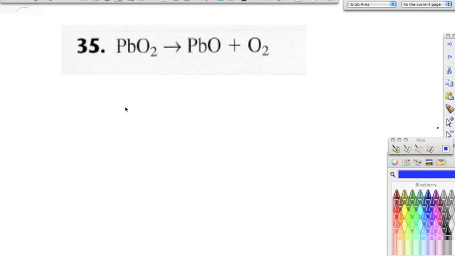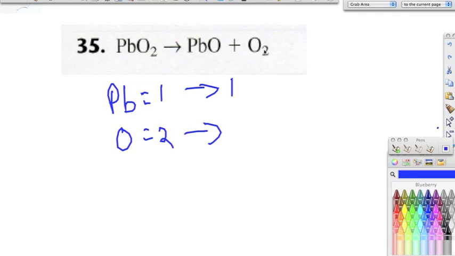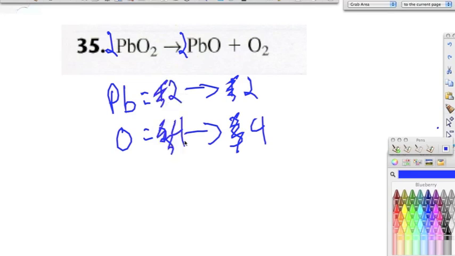So here what we're going to do is we have lead, which is Pb, and oxygen, which is O. On the reactant side, we have 1 lead, 2 oxygens. On the product side, we have 1 lead, and then we have 3 oxygens. So the first thing we need to do is make this 3 even. So we're going to put a 2 right here, which changes our lead to a 2, and it changes our oxygen now to a 4. And we can balance this out over here. We need to put a 2 in front of that to make our lead 2, and now our oxygen would be a 4, which would be our balanced equation.